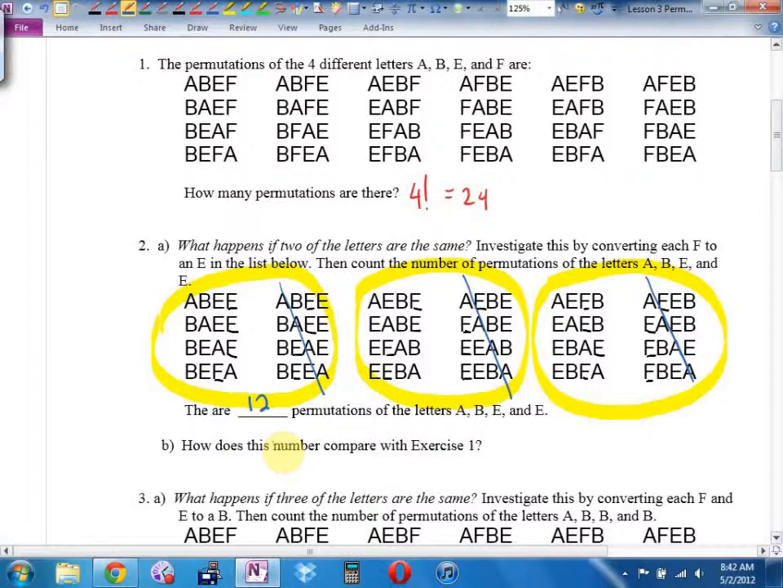Now here's my question. How does this number, this answer, compare with the original answer? Can you say instead of it's half, can you say in terms of divided by? Divided by what? How many of the same letter did we have? And what did we divide by? I wonder if that's the rule. So I'm going to write down right now thinking maybe it's 4 factorial divided by 2. Now it isn't quite. We're going to have to tweak this, but that's our starting point.